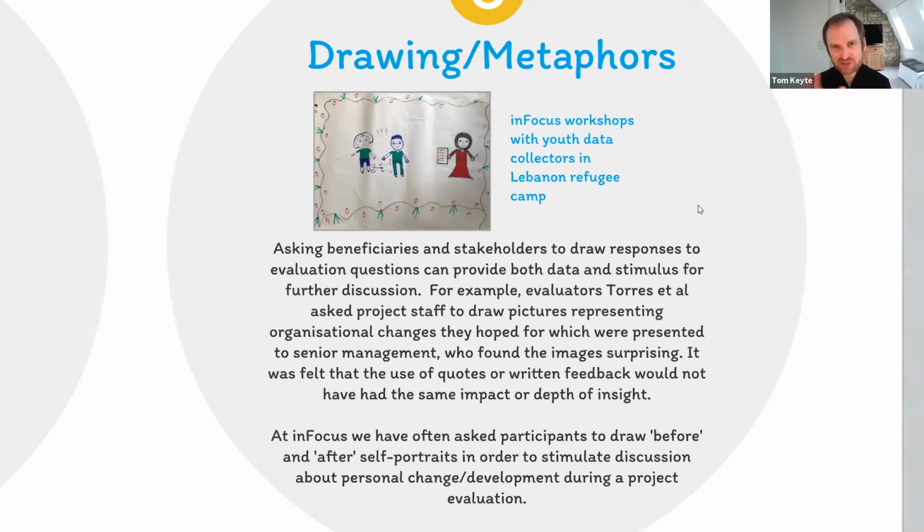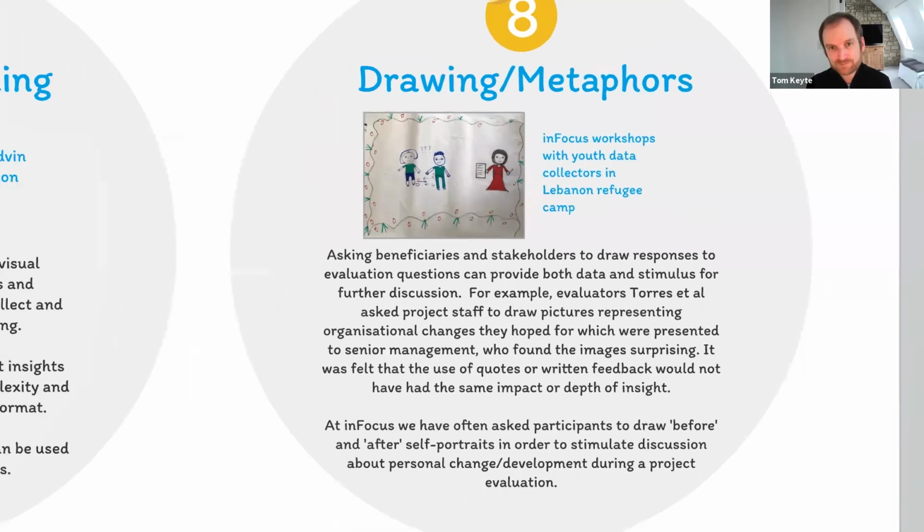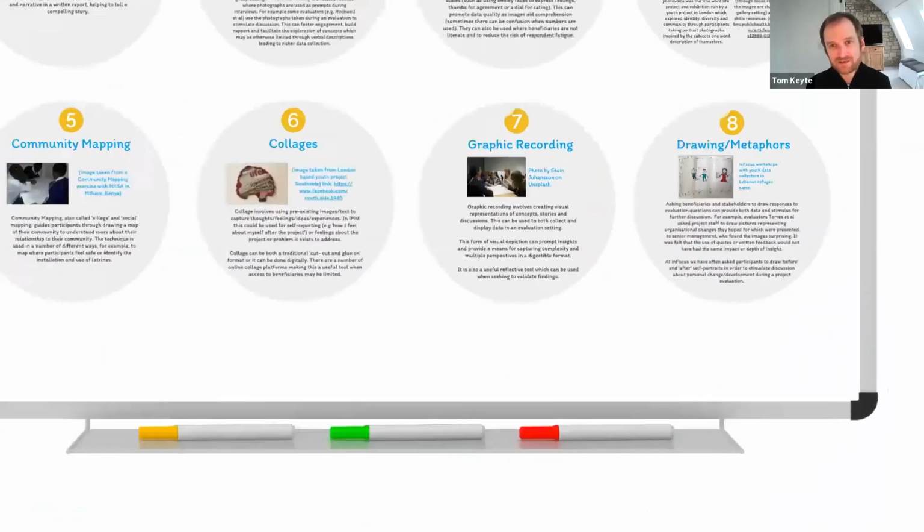And we've just generally included this here as a way of bringing out responses to particular questions. So an example we've got here from a project was asking project staff to draw pictures representing organizational change that they were hoping for. And actually the management in this case found that quite surprising. It was drawing out things that they wouldn't have otherwise expected to find. So that's the 8 that we've come up with.